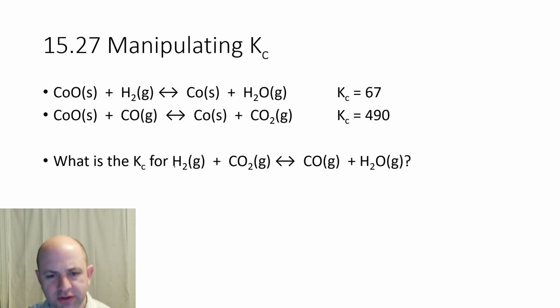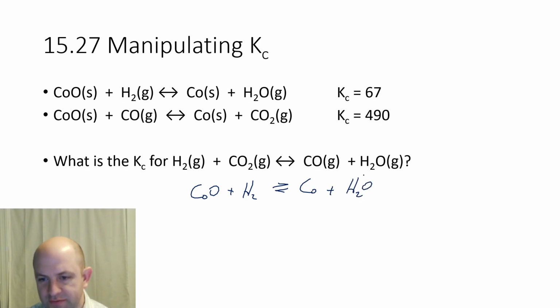So for this one, we can look and say, okay, I need hydrogen as a reactant. I look up here, I only see hydrogen in one equation, the first one. It is a reactant, so that's a pretty good clue. Keep that equation the same. So CoO plus H2 is in equilibrium with cobalt and water, and that also gives me water as a product, so that's a good sign.